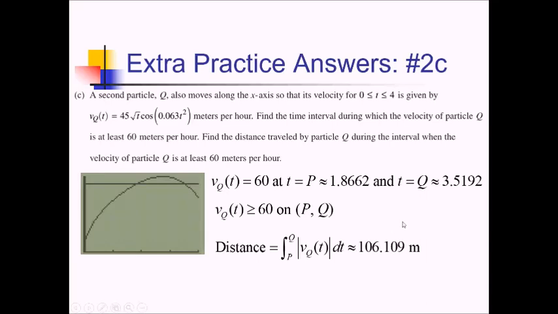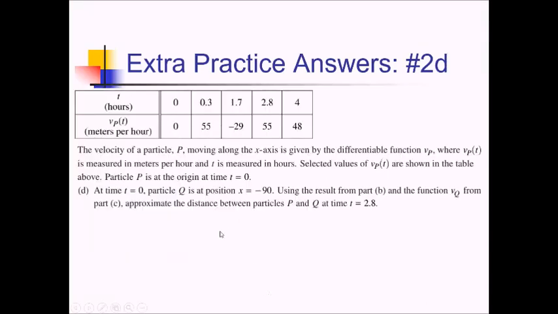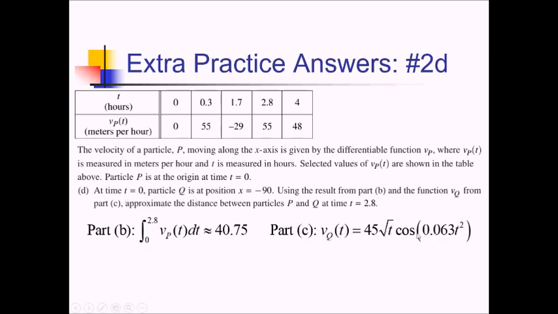So there we go. For this last piece on the problem, the final boss battle as it were, at time 0 they're telling us particle Q is at position -90. They want us to use the result from part B, and here's that result. That was just the approximation using a trapezoidal sum of this table up here from 0 to 2.8 of Vp of t dt. And they also want us to use the function Vq from part C. So here was that function again. And remember, we've actually entered this in our y equals, or at least I did, on my calculator. They want us to use all this to figure out the distance between particles P and Q at time 2.8.